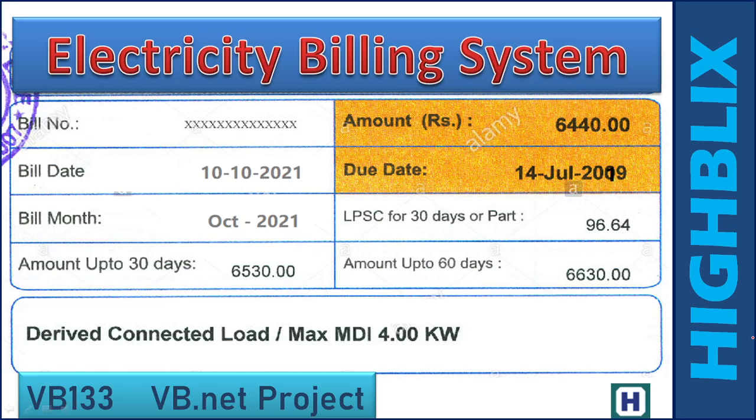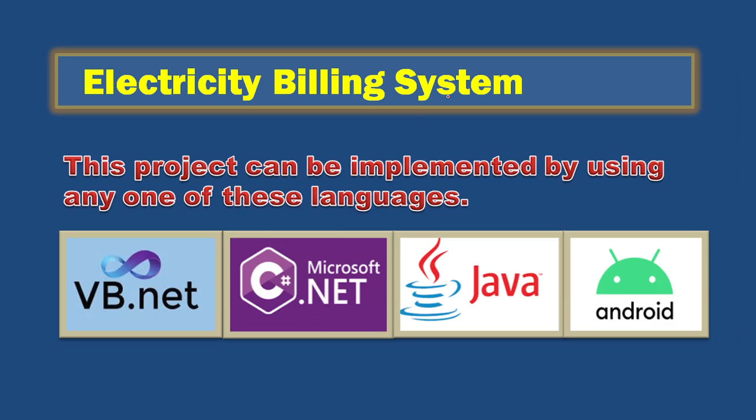In this video tutorial, let us understand how to make an electricity billing system. We all know electricity billing is to generate the bill for each customer for each meter. So we have to read the meter reading, and based on that you need to generate the billing. This project can be developed using VB.NET or C#.NET or Java or Android.